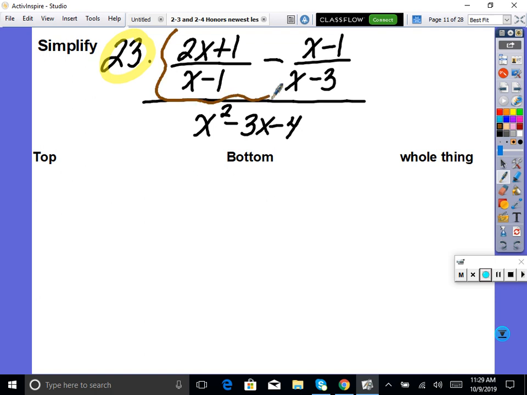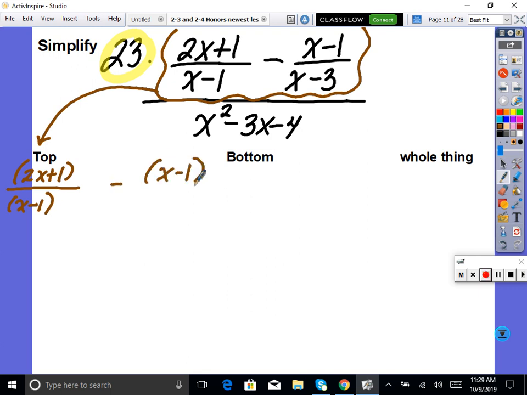Okay, so we're gonna take this off to the side. I recommend parentheses, 2x plus 1 over x minus 1. I like to kind of spread mine out so I can show my work. X minus 1 over x minus 3. So you'd say, okay, I'm just focusing on the top and getting the top right, being so very careful.